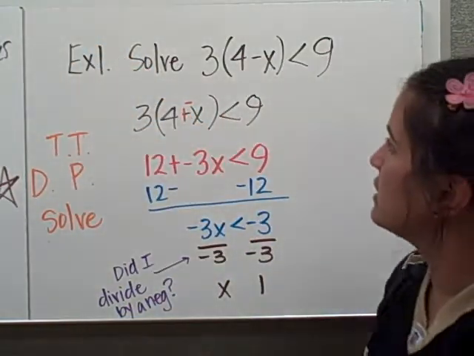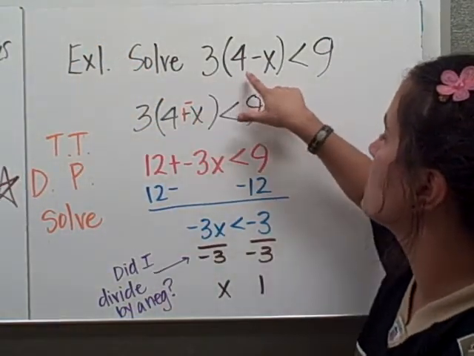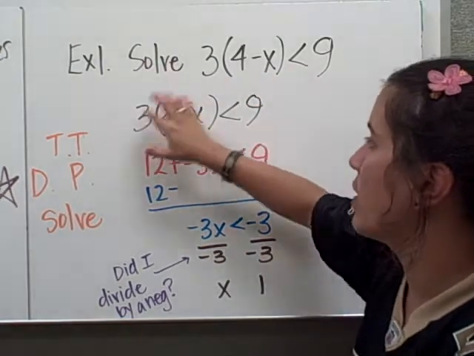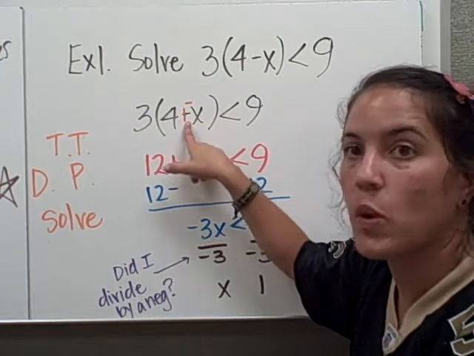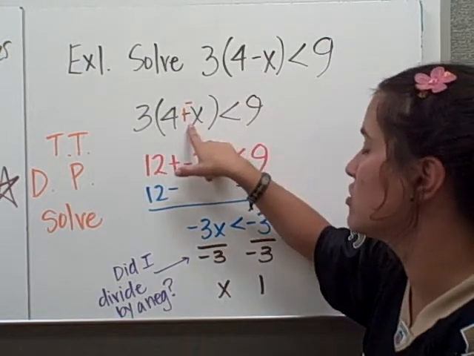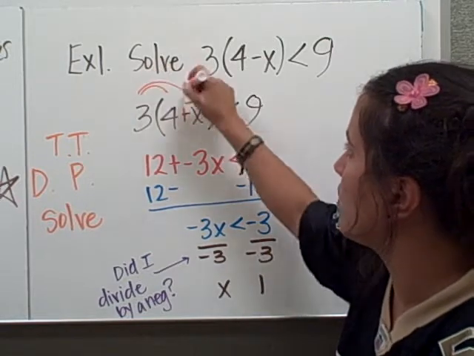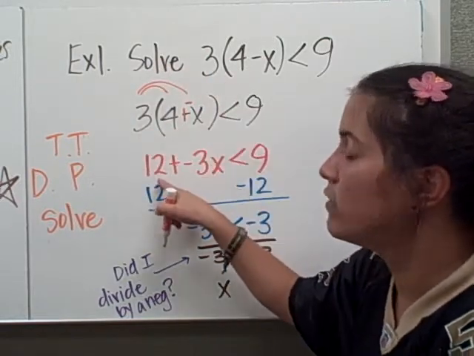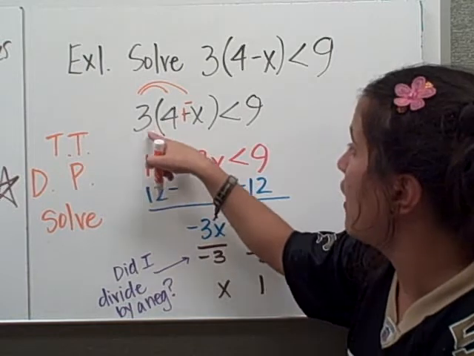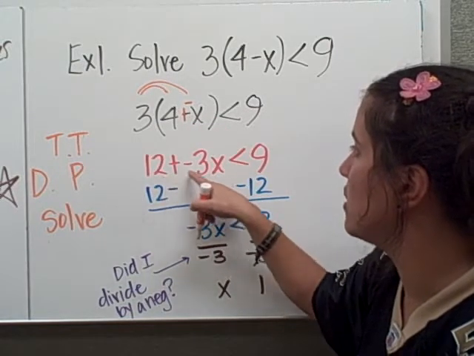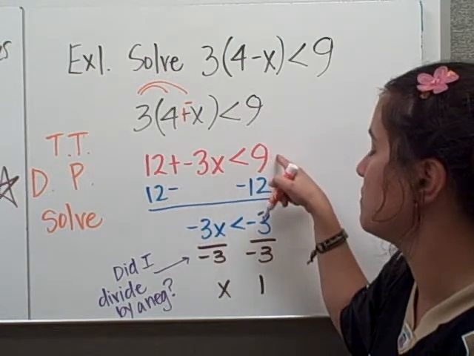Alright, example 1, solve 3 times 4 minus x is less than 9. So I have rewritten the equation, and I've shown you right here where I've touched it twice. It was minus x, and so I've touched it twice. And then I have the distributive property. 3 times 4 is 12, and that's where I got my 12 from. And then 3 times negative x is negative 3x. So 12 plus negative 3x is less than 9.